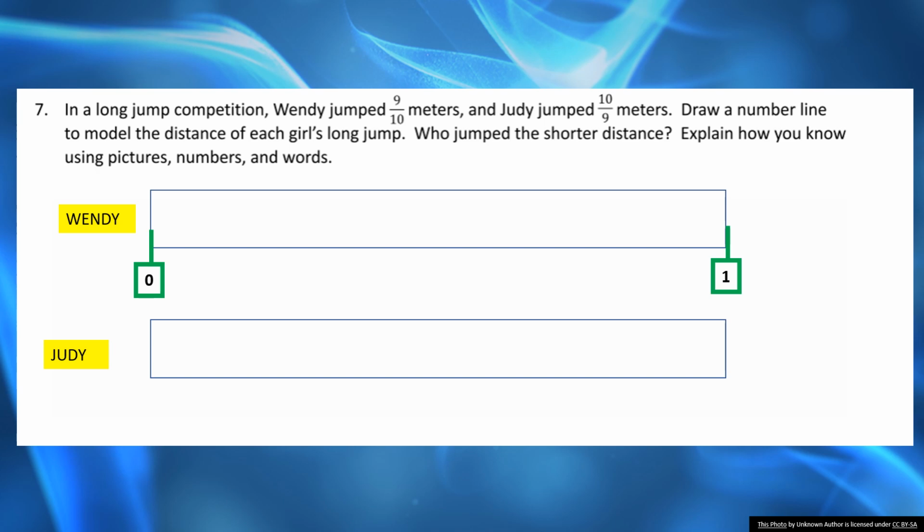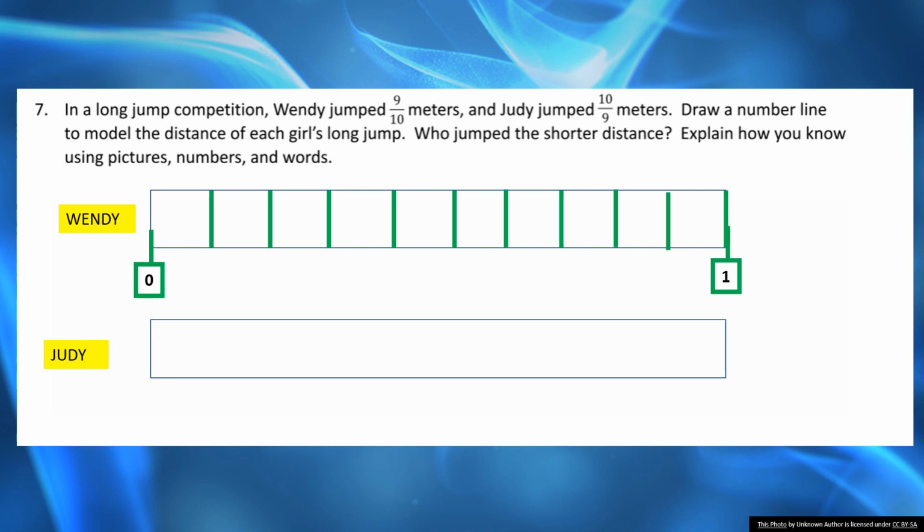All right, now I need 10 lines because I need to partition it into tenths. So let's go ahead and start partitioning. 1, 2, 3, 4, 5, 6, 7, 8, 9, and my 10th line should be directly on that whole number.